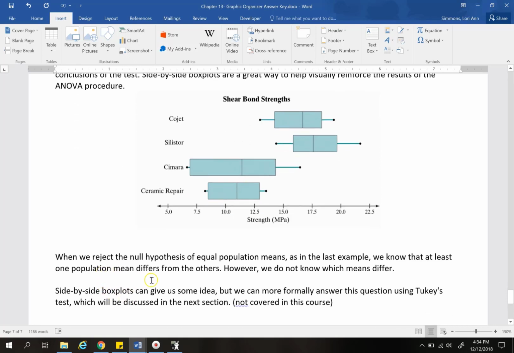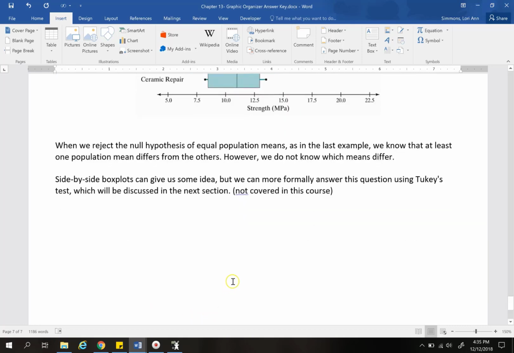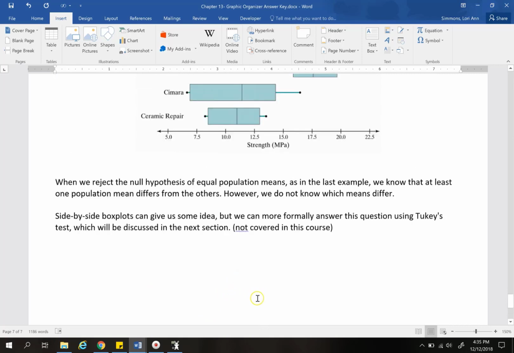When we reject the null hypothesis of equal population means, as in the last example, we know that at least one population mean differs from the others. However, we do not know which means differ. Side-by-side box plots can give us some idea, but we can more formally answer this question using Tukey's test, which will be discussed in the next section. However, this is not covered in this course, and this is actually the end of this course.